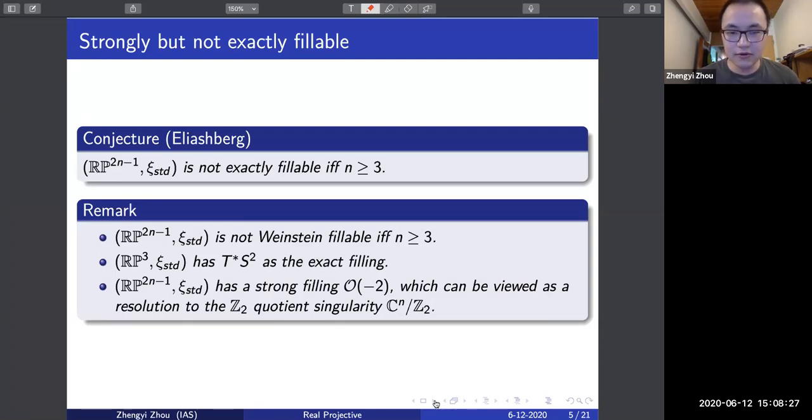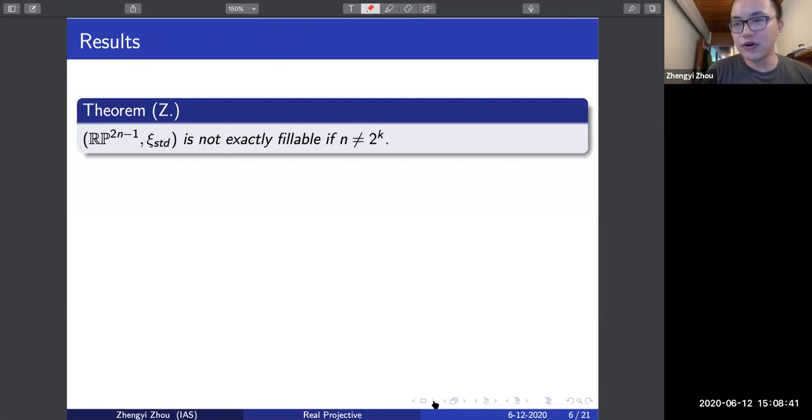If we try to give a solution to this conjecture, we need to understand what happens in the n equals 2 case and what went wrong when we have a strong filling. The main result I want to talk about is a solution to the conjecture in many cases: RP^{2n-1} is not exactly fillable if n is not a power of 2, which in particular implies n is bigger or equal to 3.